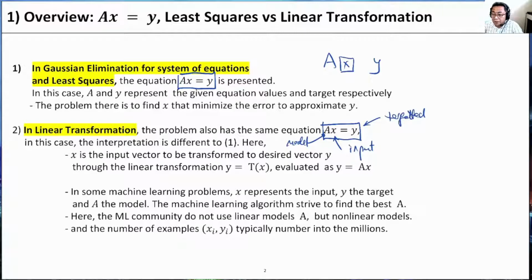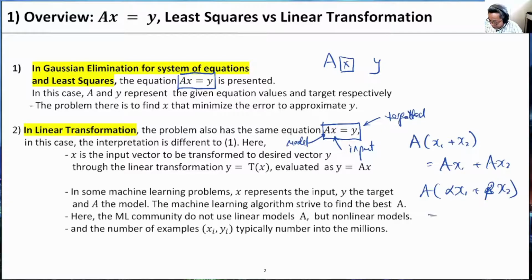So the focus is now on what happened to X when A acts on X to get Y. When we say that the system is linear, what we mean is that x1 plus x2 can be decomposed into alpha x1 plus beta x2, and then it can be composed into alpha A x1 plus beta A x2. When this behavior occurs, we say that the system is linear.